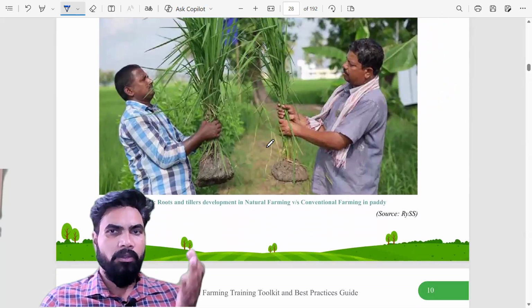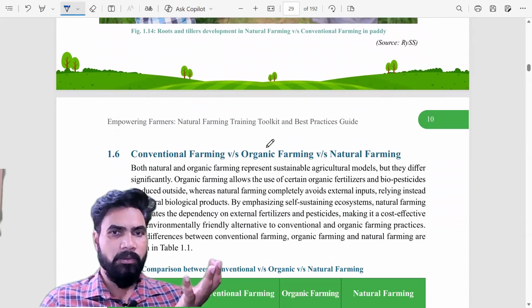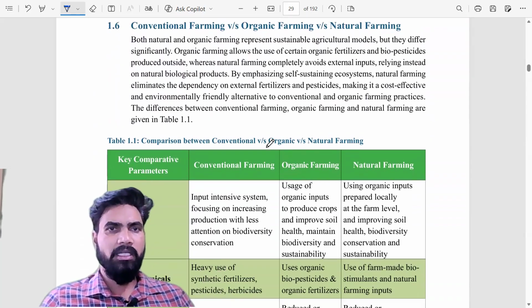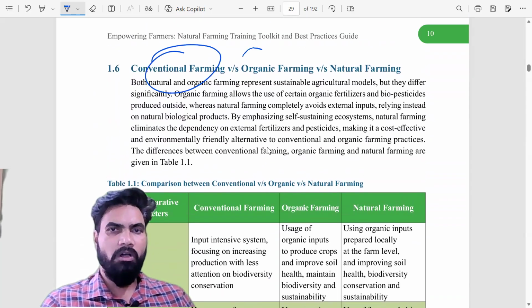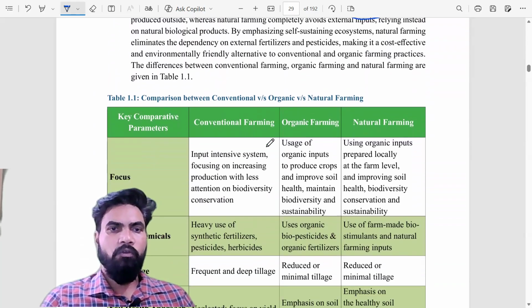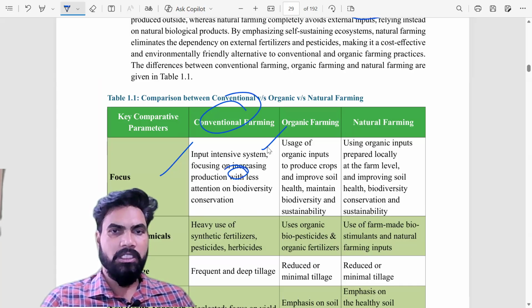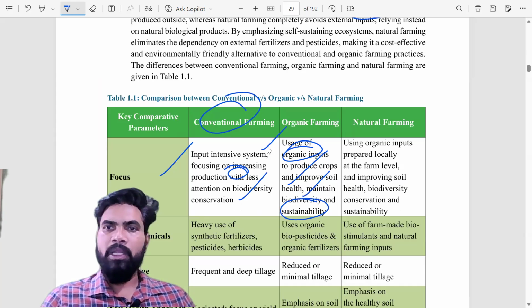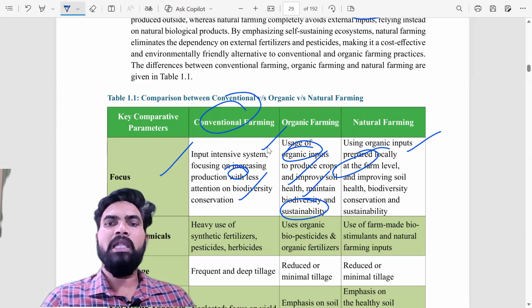Then you can look at the beautiful images also. Then there is a comparison: conventional farming versus organic farming and natural farming. We will see this. This is also important. The focus area of conventional farming is an input-intensive system, focusing on increasing production with less attention on biodiversity conservation. Organic farming uses organic inputs to produce crops and improve soil health, maintain biodiversity and sustainability. Natural farming, if you see, uses organic inputs prepared locally at the farm level.